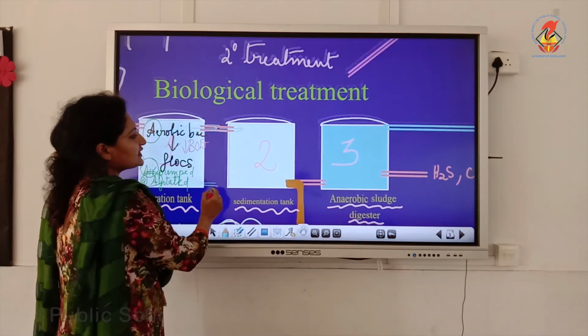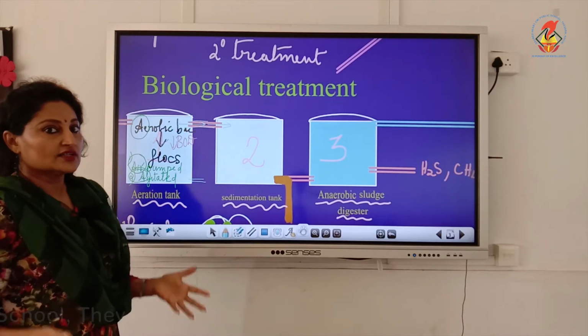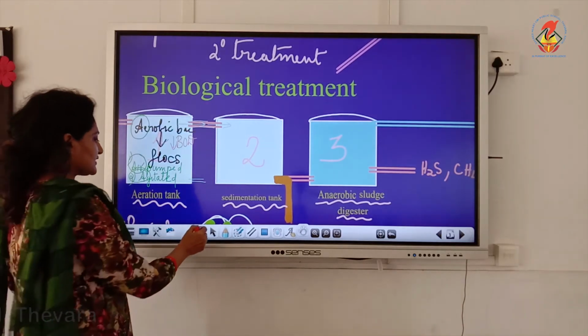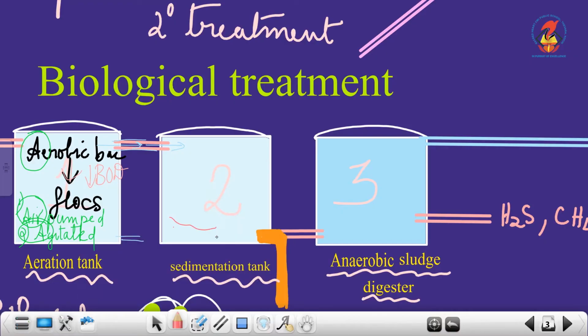As the name suggests, the sedimentation tank is meant for sedimentation. Now what settles here? The flocks. Flocks are heavy. The flock settles at the base. So I am showing pink color as the flock settles at the base. We know what is flock, the entangled mass. It settles at the base. So there are lots of flocks. They settle at the base, and then there is a supernatant which is called the effluent.